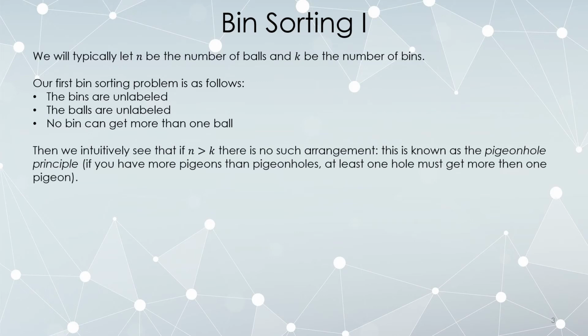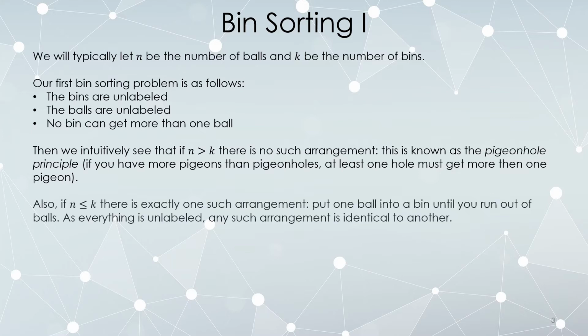And you're simply not allowed to put more than 1 object into a single container, perhaps because of space requirements, whatever. Intuitively, what we see is that if n is larger than k, in other words, if the number of objects is larger than the number of bins, since we're not allowed to put more than one ball into a single bin, this can't be done. This is called the Pigeonhole Principle. This is an old-fashioned way of phrasing these problems where the objects are pigeons and the bins are pigeonholes. If you have more objects than receptacles, and you're not allowed to put more than 1 object into a single receptacle, it can't be done, aka at least 1 receptacle is going to have to get more than 1 object.